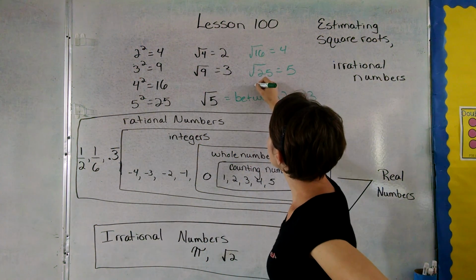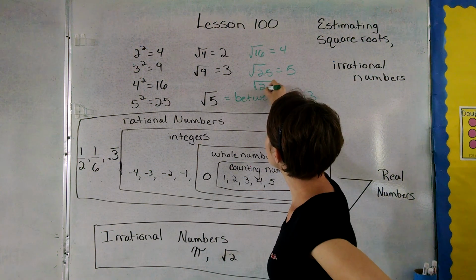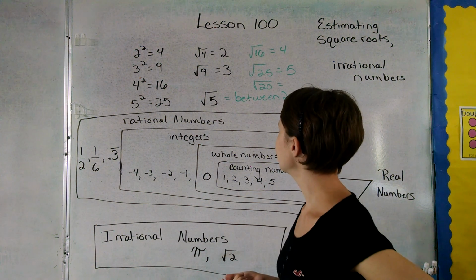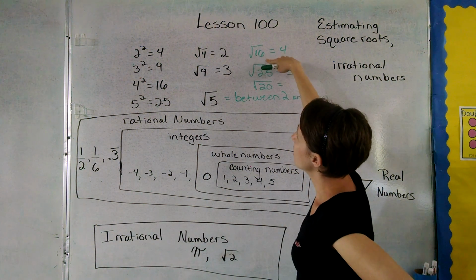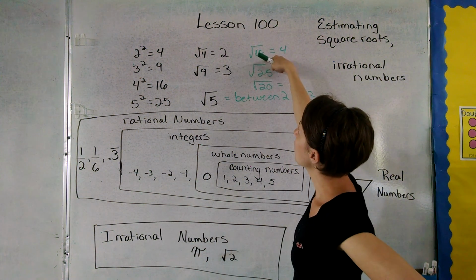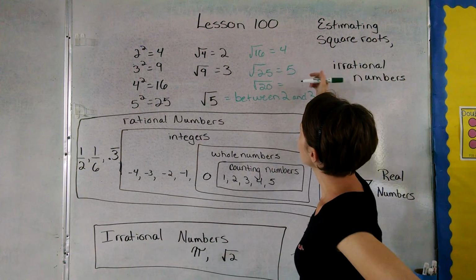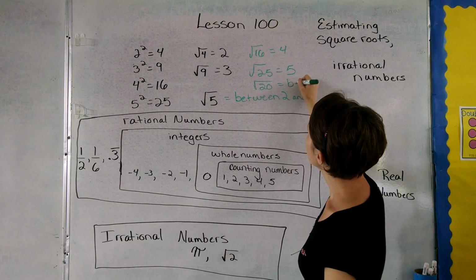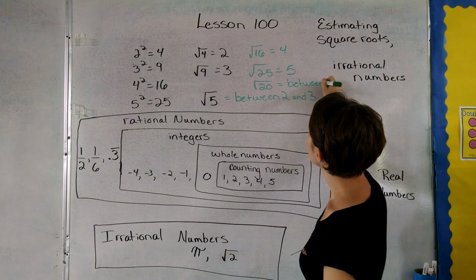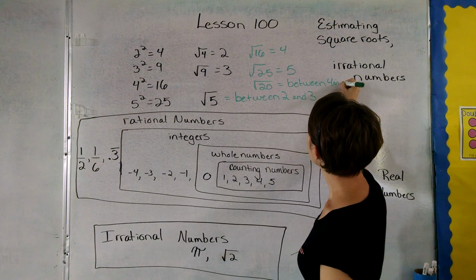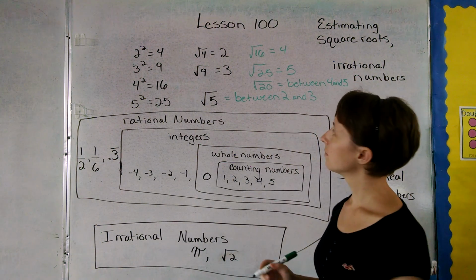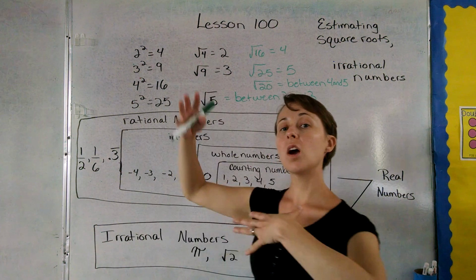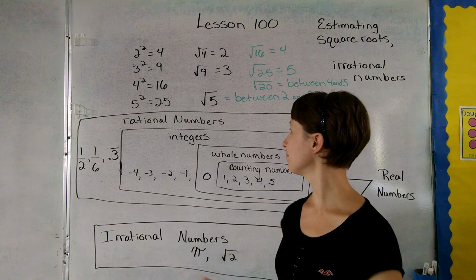What if they asked you for the square root of 20? What 2 numbers would that be between? Well, 20 is bigger than 16 and smaller than 25. So the answer must be bigger than 4 and smaller than 5. It would be between 4 and 5. That's all you're doing today. You're just estimating. The square root is between what 2 perfect squares?